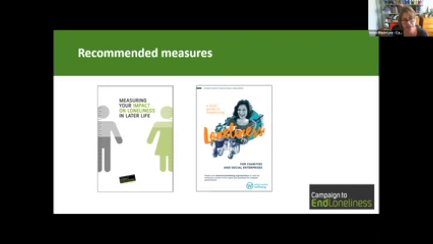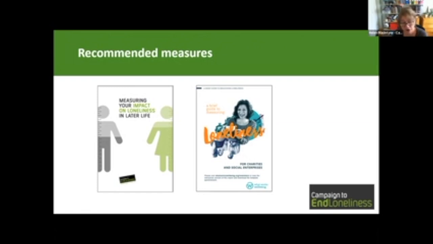And the guide details a number of widely used measures and some pros and cons of using them. It includes the UCLA-3 scale, which we'll come back to, and the de Jong-Geerveld scale. And it also includes the Campaign to End Loneliness measurement tool, which is notable in parts because it only contains positively worded items. And I think particularly for that reason, we still have quite a few inquiries from people who are interested in using the campaign measure.